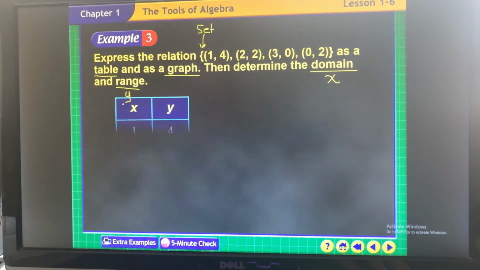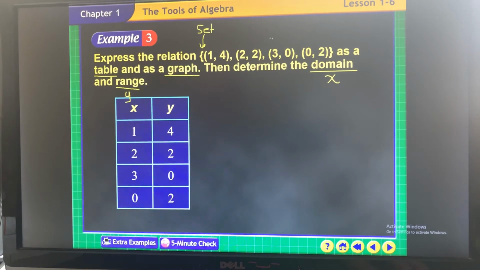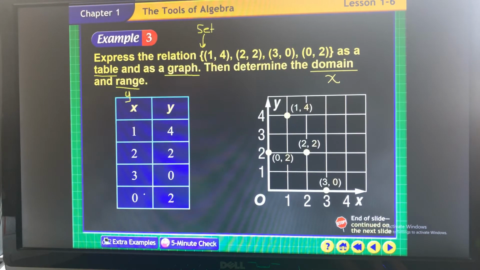So first, if you put it in a table, there you go. There's your X values, 1, 2, 3, and 0, and your Y values are 4, 2, 0, and 2. You graph it, just normal graph it. Go to the right 1, up 4. Go to the right 2, up 2. Right 3, up 0. And there you have your (0, 2).